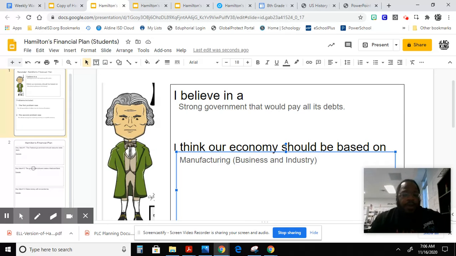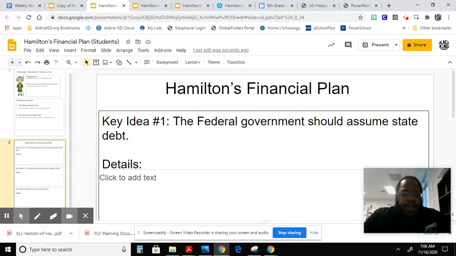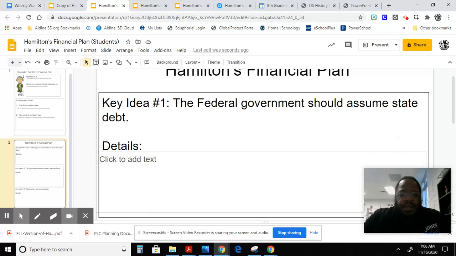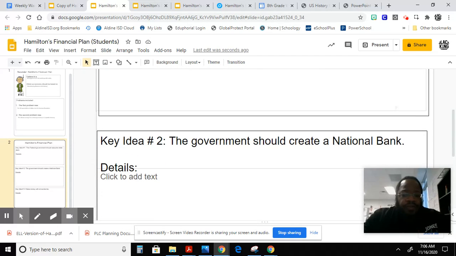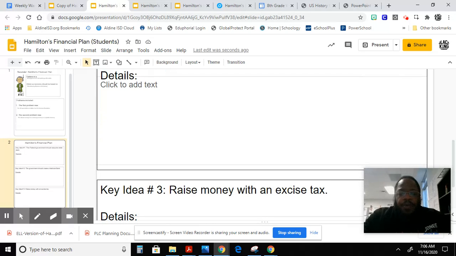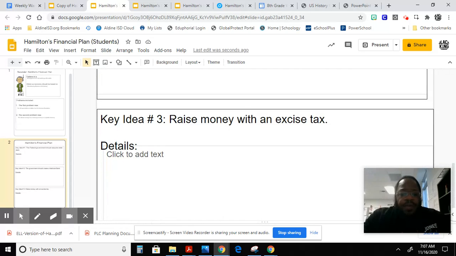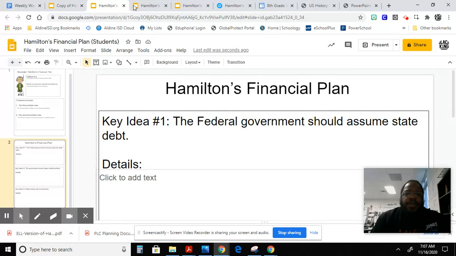All right, so while we're here, let's take a look at the second page of the information that we're looking at today. So we have Hamilton's financial plan, the three key ideas. The federal government would assume state debt, and we're looking for details to explain it. The government should create a national bank. So we want to know why they wanted to create a national bank. And they would raise money on an excise tax. And how would they do that? So those are the details that we're going to be looking for in our reading today.